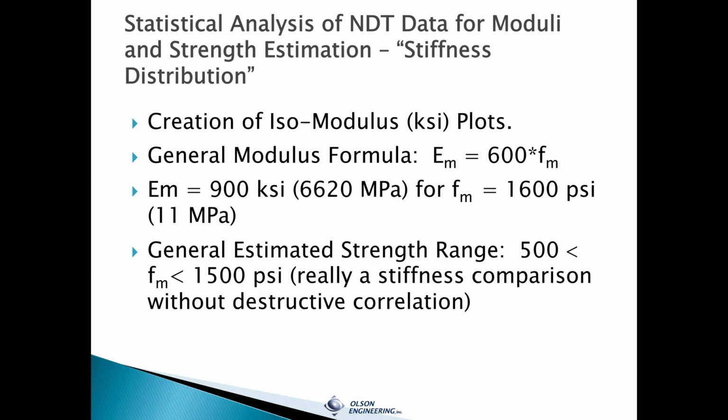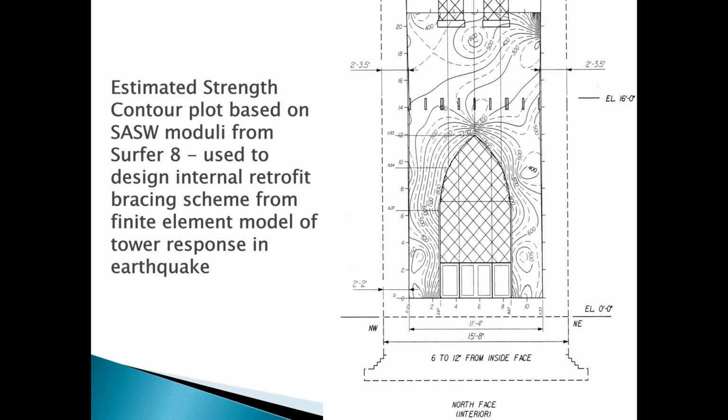And the range he estimated was typically around 500, maybe as low as 300 to 1500 psi. But it was really a stiffness comparison without the destructive correlation. So he had to adjust some numbers, but that was the best way he could get stiffness data from the data we took. So he plotted all these contours. And it was interesting, of course, to note that where there was damage, it was slower and lower modulus. So it was reflecting the damage as well as the basic properties of this.